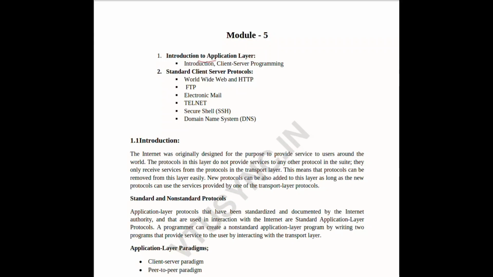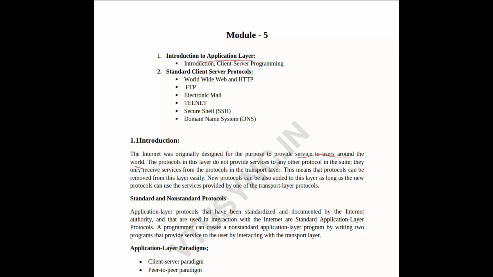Today I will be giving a brief introduction on the application layer. What is the application layer? It is the topmost layer of the TCP/IP model. This topmost layer is used to provide services to users around the world.